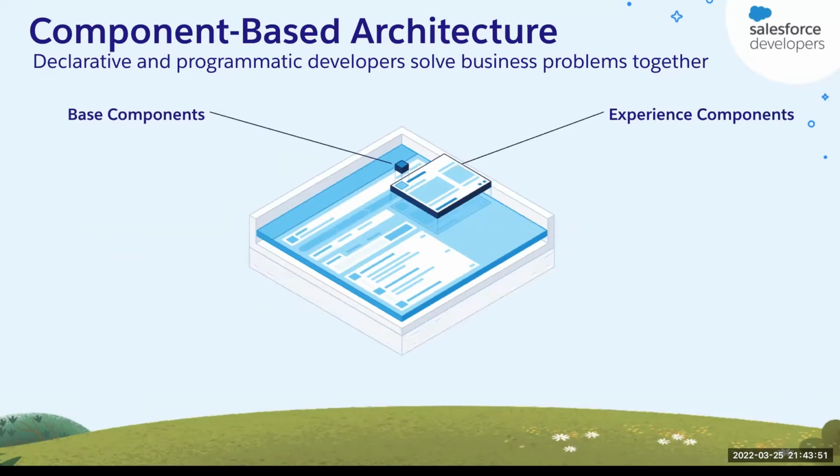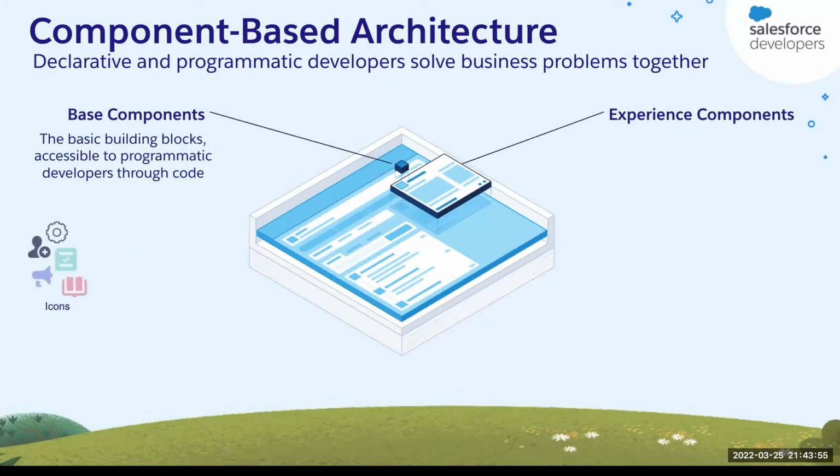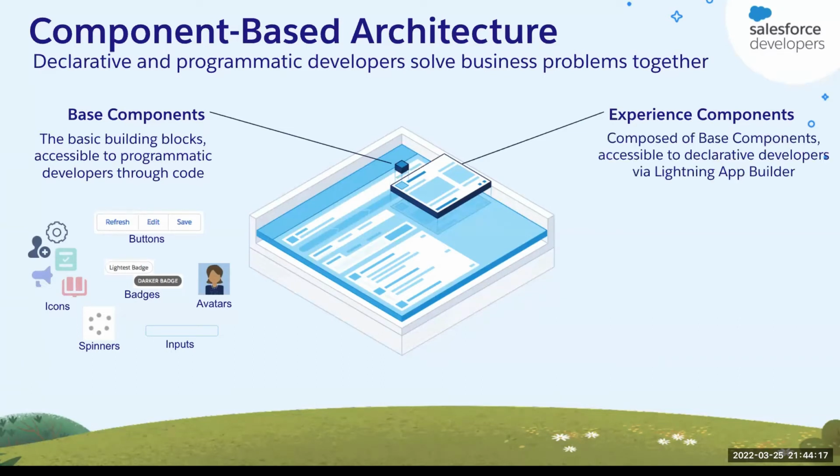Now, let's see some examples of these experience components and base components. These icons that you're seeing are base components. Buttons are base components. Badges are base components. Avatars, icons, spinners, inputs, whatever fundamental components you're using in your page or your form, are base components. And then what are experience components?